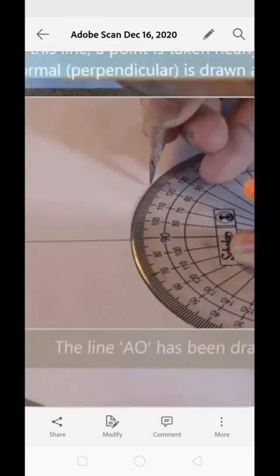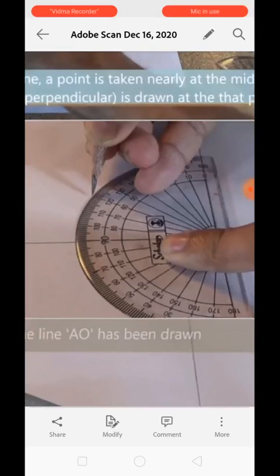Now, with the help of a protractor, we take a particular angle which will act as the incident ray. Obviously, the angle formed between the incident ray and the normal is known as the angle of incidence. So we are choosing the angle of incidence by doing this.